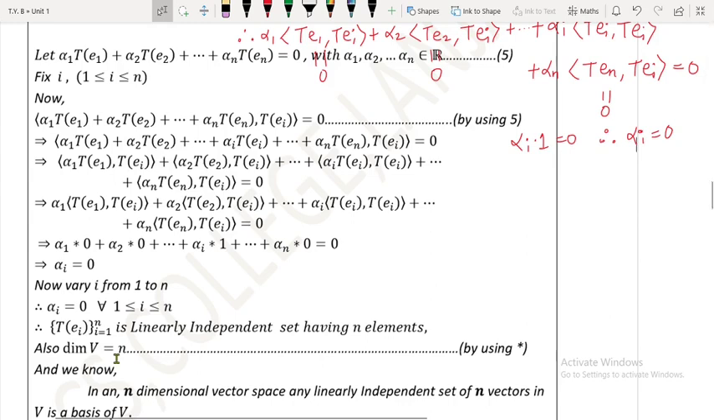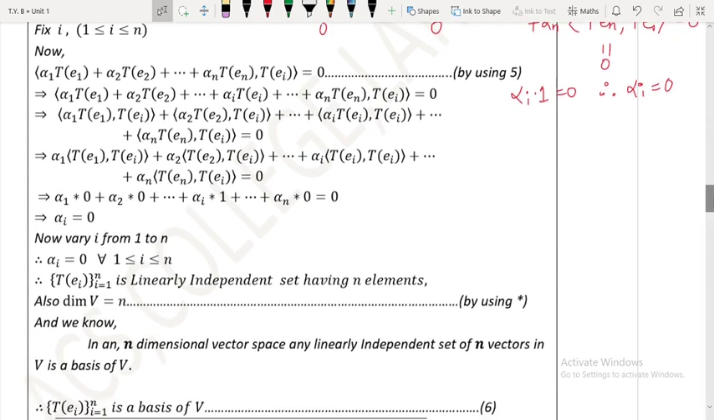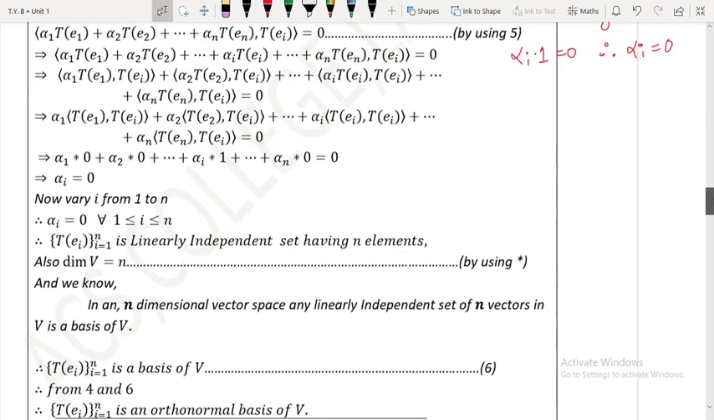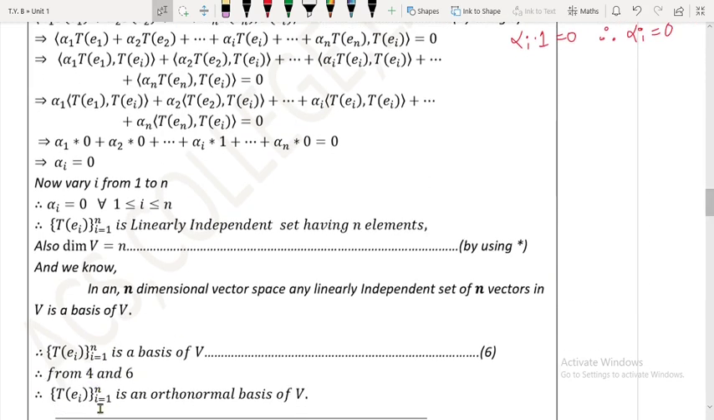Since dimension of V is n, and we know in an n-dimensional vector space any linearly independent set of n vectors in V is a basis of V. So therefore this T of ei, i varying from 1 to n, will be a basis of V, and I am calling it 6, and therefore from 4 and 6 you can say that this set is nothing but what? An orthonormal basis of V, and that is what we wanted to prove. Okay, so this is regarding 1 implies 3.